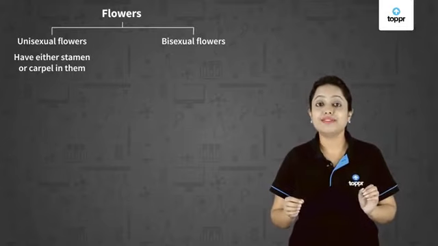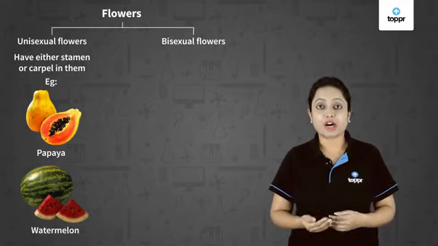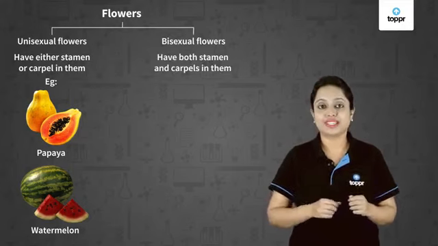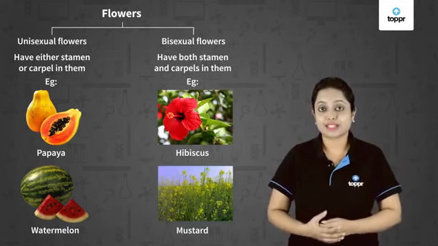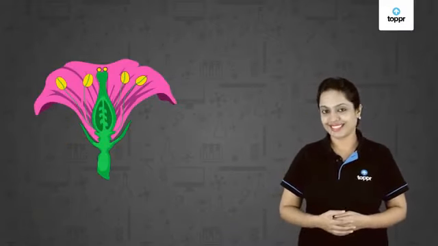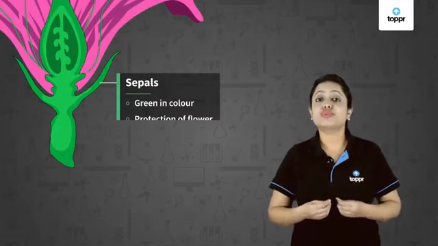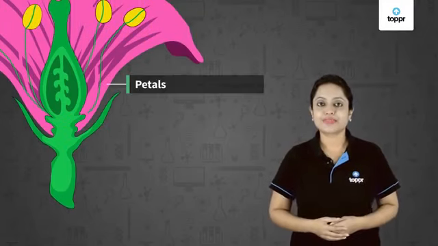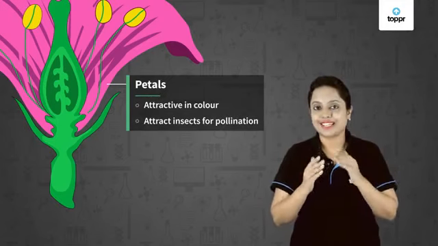Unisexual flowers have either stamen or carpel in them. For example, papaya, watermelon, etc. While bisexual flowers have both stamens and carpels in them. For example, hibiscus, mustard, etc. Now let's study different parts of the flower one by one. First, sepals. These are green in color and these are used for protection of flowers inside the bud. Second, petals. These are of attractive colors. These are used to attract insects for pollination.